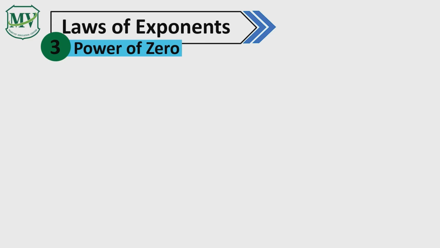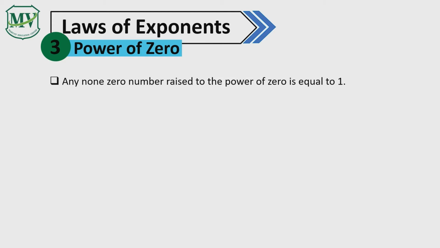Power of 0. For the law of zero exponent, any non-zero number raised to the power of 0 is equal to 1. We can show it as a raised to the power of 0 is equal to 1. Let's have an example. 2 raised to the power of 5 divided by 2 raised to the power of 5. By following the quotient law, we will have 2 raised to the power of 5 minus 5, which is equal to 2 raised to the power of 0, equal to 1.